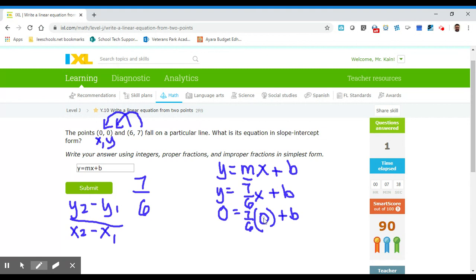This 7/6 times 0 is 0. We have a lot of zeros here, don't we? 0, 0 plus b. So it looks like our b is 0. Plug in our answers up here. So m, here's your slope. We found it to be 7/6. Put that in there. And we found our b to be 0. Now you don't want to do that because if it's plus 0, just go ahead and get rid of it and then click submit.